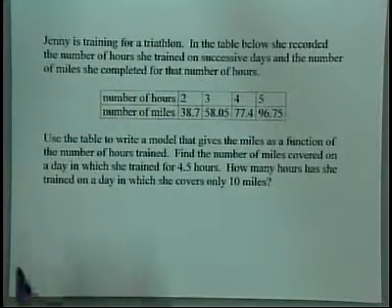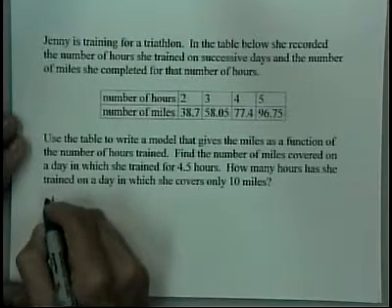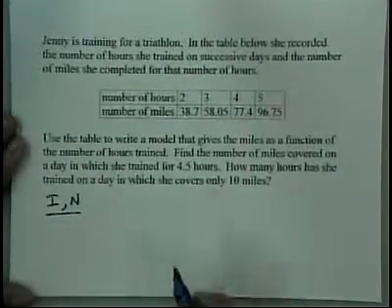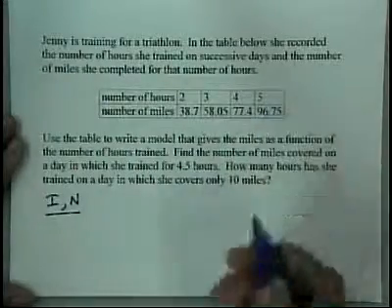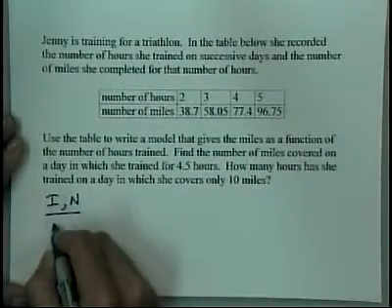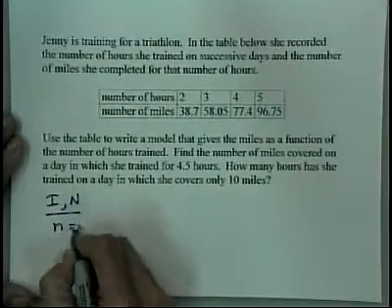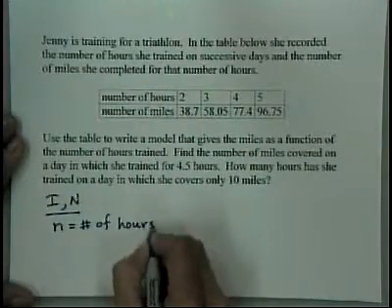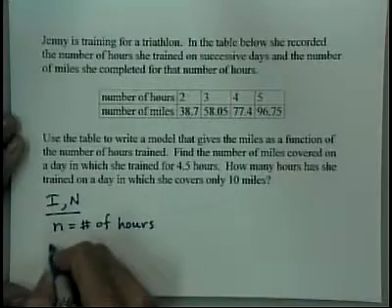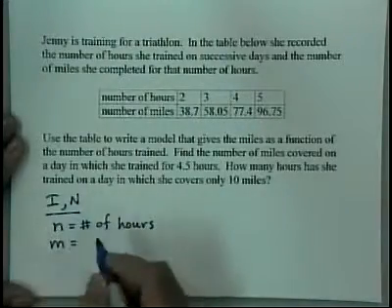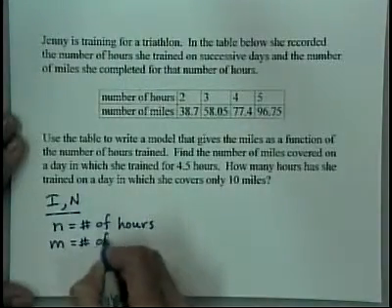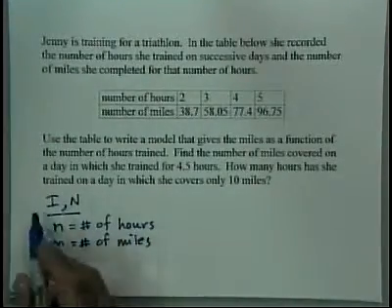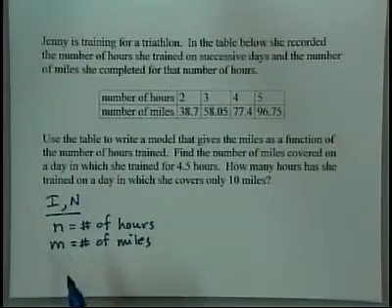Well, let's start by identifying and naming some variables. We've got numbers of hours. Let's let n be the number of hours she trains, and let's let m be the number of miles completed for the different numbers of hours trained. So we've got those two parts of our procedure.